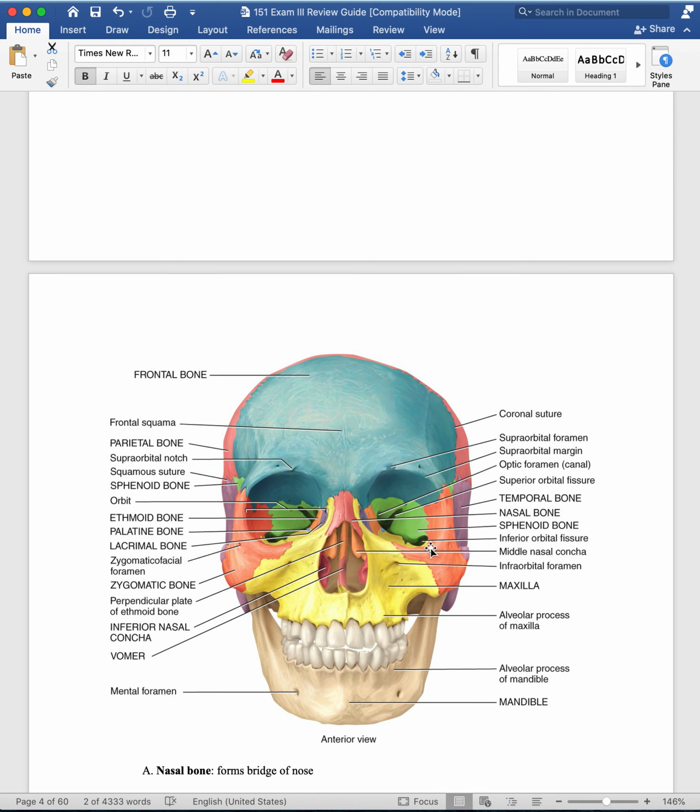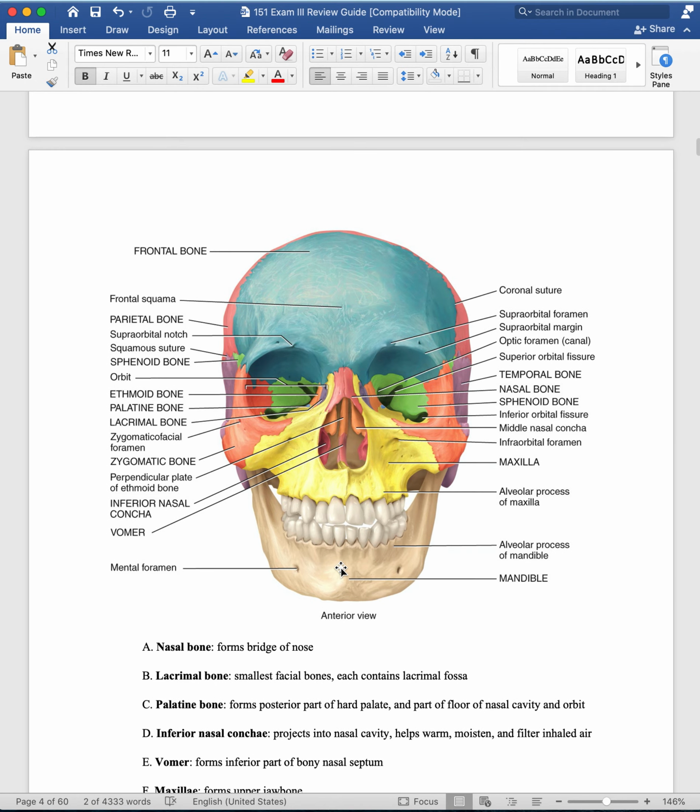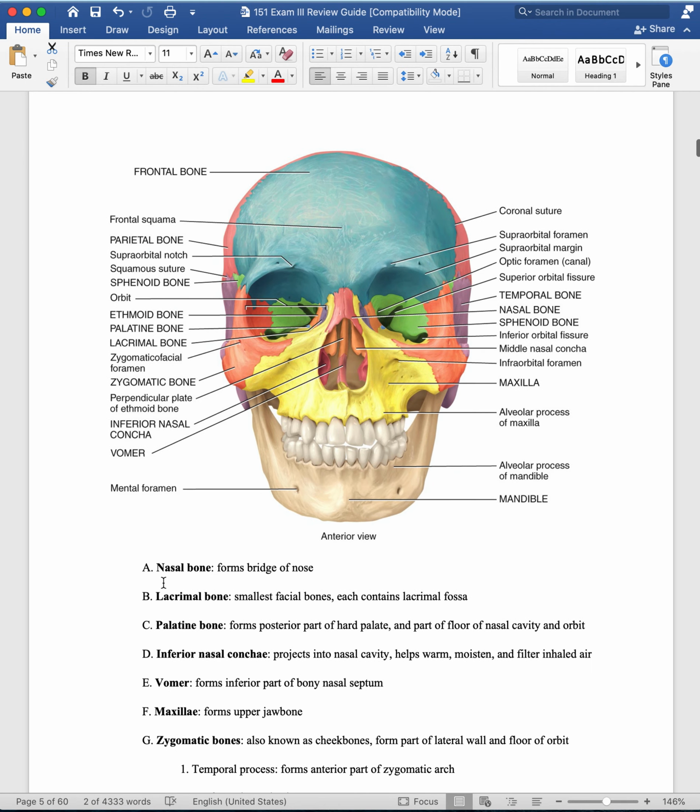And one of the questions that comes up is which of these is a paired bone or is not a paired bone. So as you go through, pay attention to whether or not it's going to be symmetrically paired, like we have 2 of them, or it's going to fall right in the midline and then we're only going to have 1 of them. All right, so this is the list of the vocab terms that are all fair game.